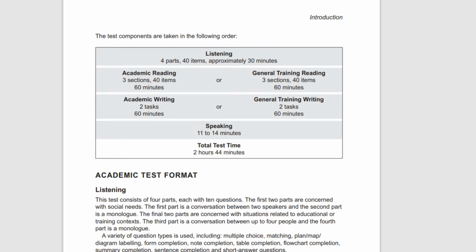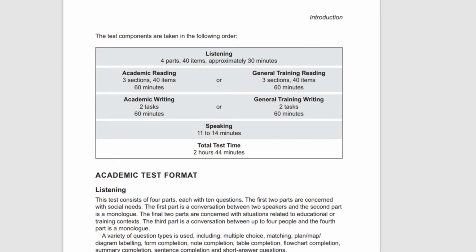The listening part consists of 4 parts. There are 40 questions or items in total; in each part, logically, there are 10 questions. And you can see that the listening test takes around 30 minutes.